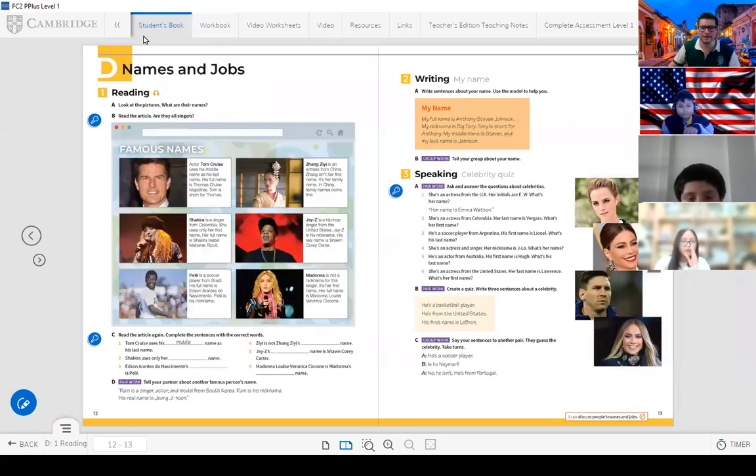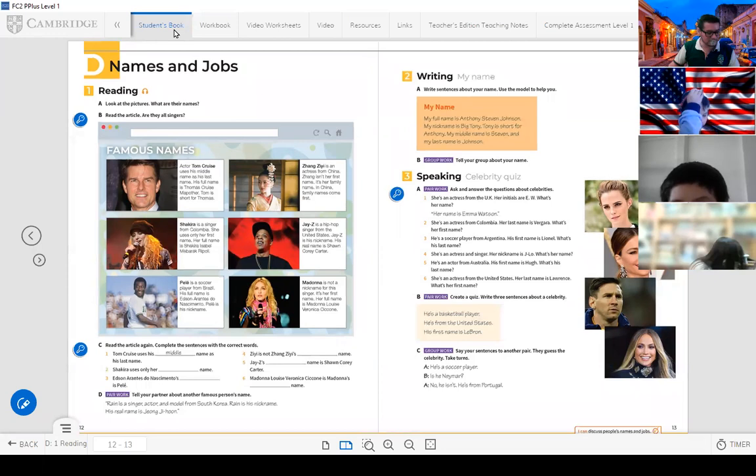Now, we are going to talk about today. This is the new topic, right? Today we have the names and the jobs. Okay? We have here the topic, famous names. You know that in the previous class we were talking about some actors and actresses, and now here we have this new topic that says famous names, names and jobs.